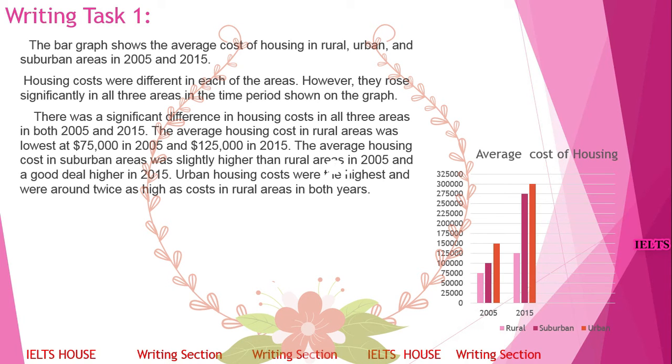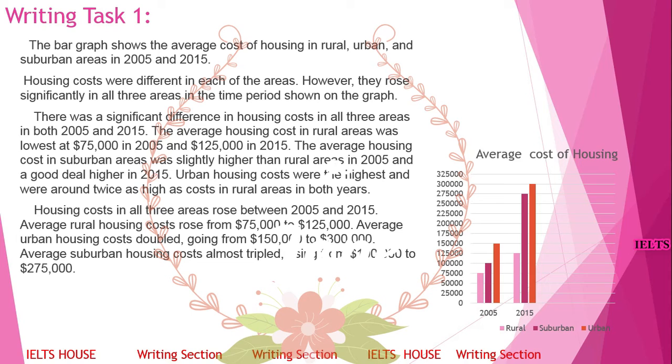The average housing cost in suburban areas was slightly higher than rural areas in 2005 and a good deal higher in 2015. Urban costs were the highest and were around twice as high as costs in rural areas in both years.